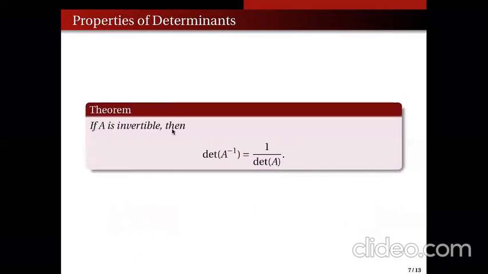Next. If A is invertible, then we can get the determinant of A inverse, and the determinant of A inverse is equal to 1 over determinant of A. So using this formula, we don't have to get the inverse of A to find its determinant. We only need to know the determinant of A. So determinant of A inverse equals 1 over determinant of A.